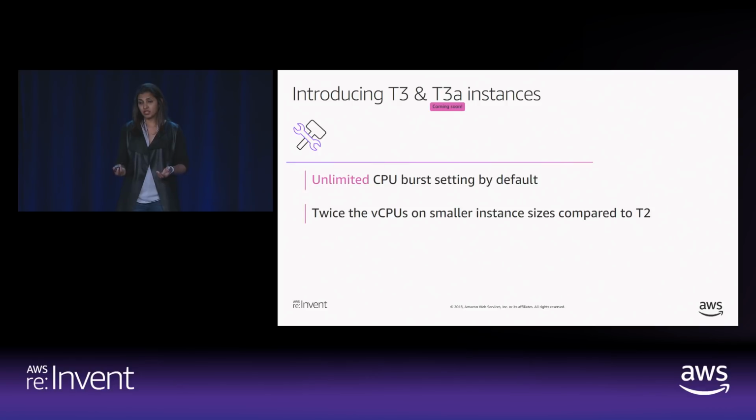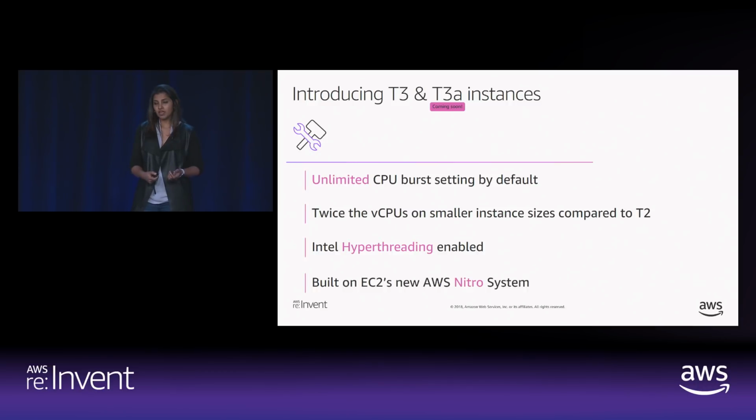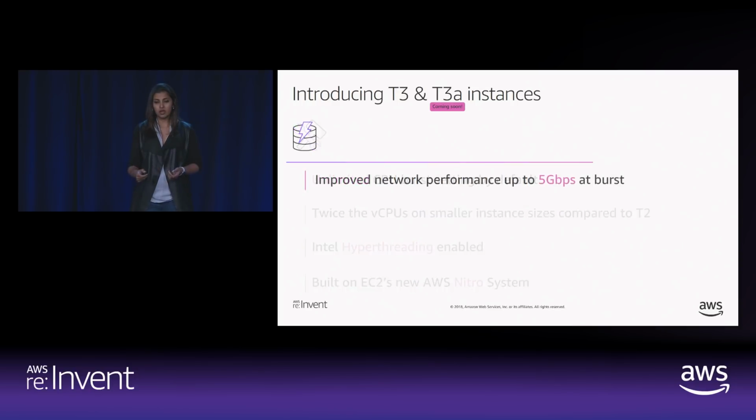The T3 generation instances come with twice the number of vCPUs on the smaller instance sizes. If you recall, on T2, the nano through small sizes had only one vCPU. By doubling the vCPU count, now you get twice the compute power on the smaller sizes as well. We have enabled hyperthreading by default, so you get the incremental performance enabled by the Intel processor chips. And it's built on EC2's new AWS Nitro system, which gives you more access to the CPU power and higher network and storage performance.